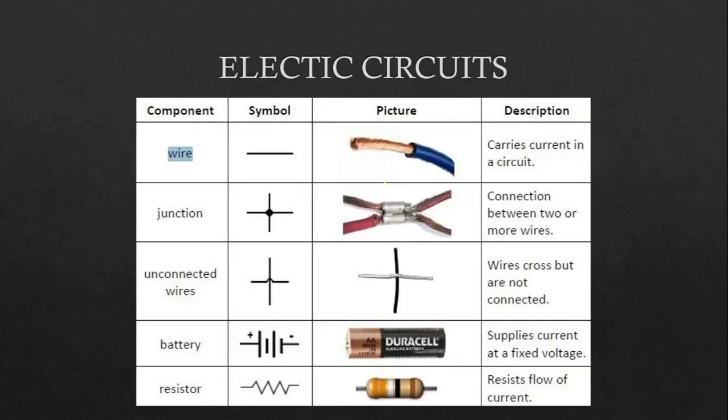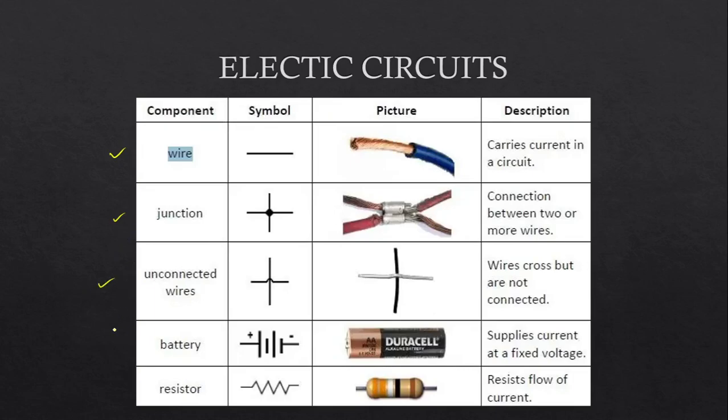There are many components which are used in our electric circuit. The first one which you see is a wire. This is the symbol used in the circuit diagram, and this is the picture of the wire, and it is used to carry current. The next one is a junction. A junction is where two electrical wires meet. That point is called a junction.